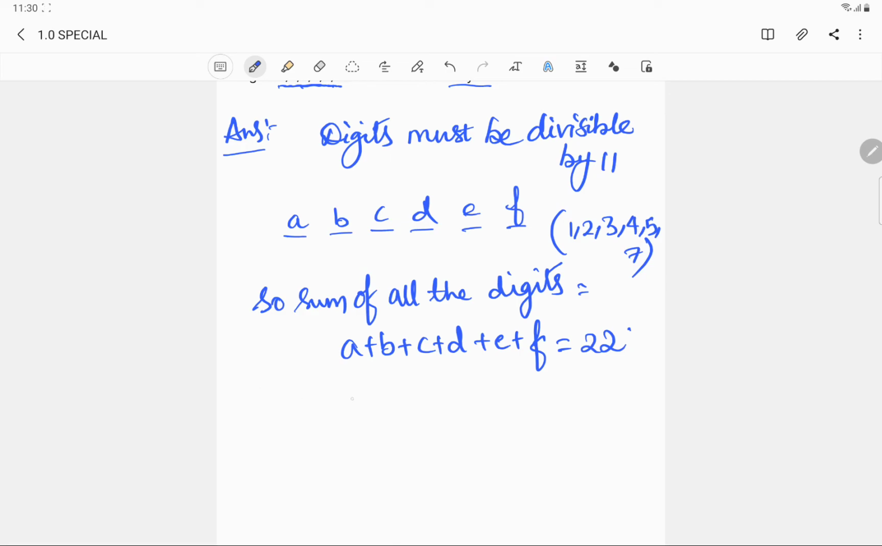The number should also be divisible by 11, so the sum of the digits in the odd places, A, C, E, minus the sum of the digits in the even places, B, D, F, should either be 0 or a multiple of 11, like 22 or 33 and so on. But the sum of the digits itself is 22. So A plus C plus E minus (B plus D plus F) cannot be 22, cannot be 33. It can either be 0 or 11.